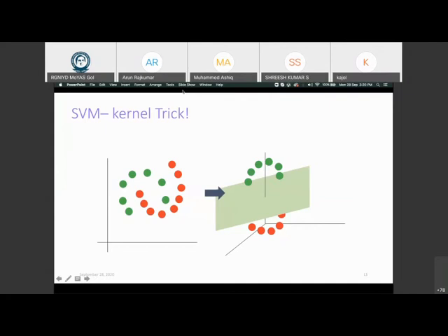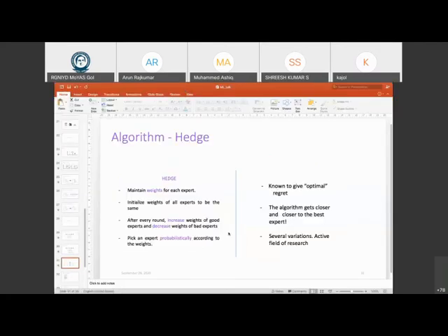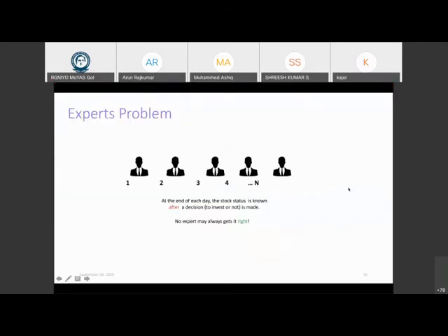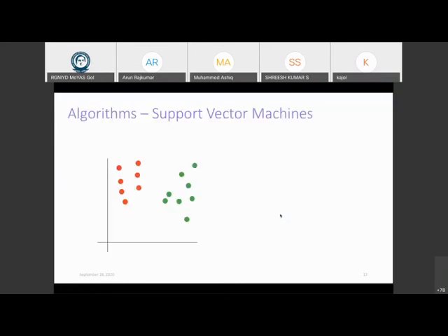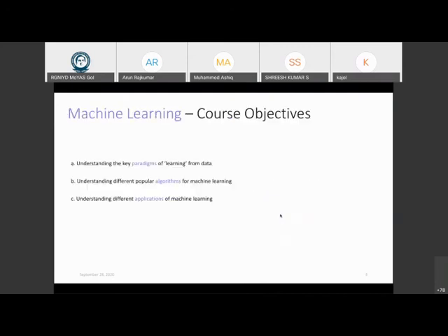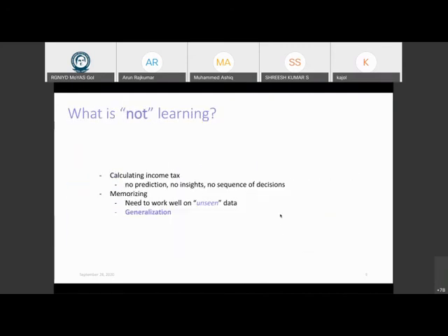Okay, there's a question about Gini index. Can you see my screen? Yes, sir, it's visible. Okay, great. Okay, where is Gini index?